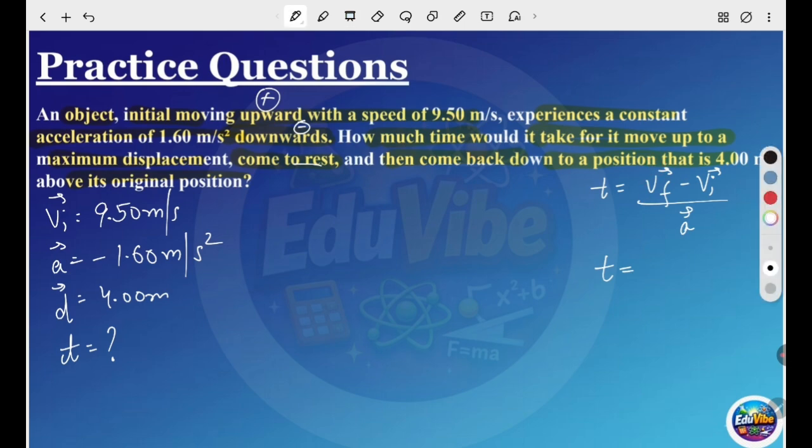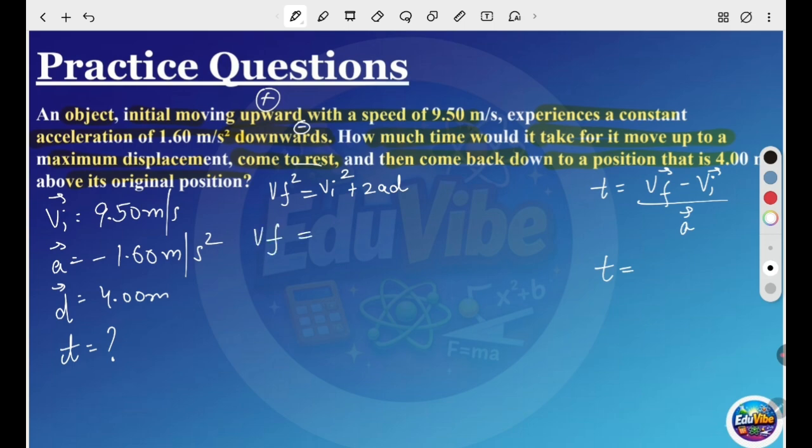So to calculate the final, we have to use another kinematic equation. These are questions where we have to use the equations twice. So in this, if we deal with this one, Vf square is equal to Vi square plus 2AD. So from here we calculate the final velocity.